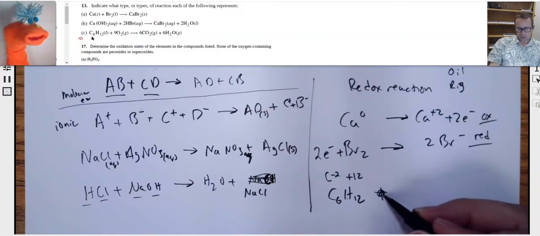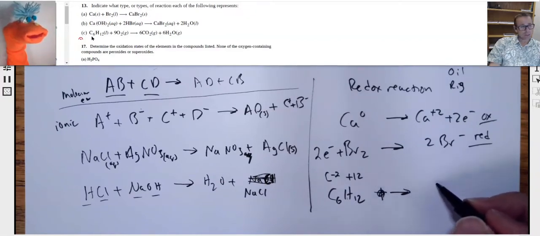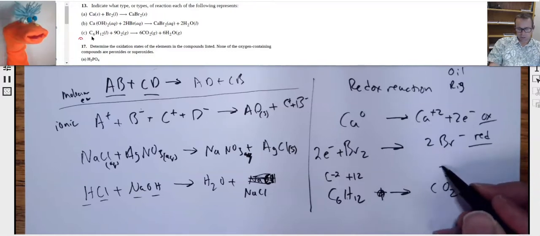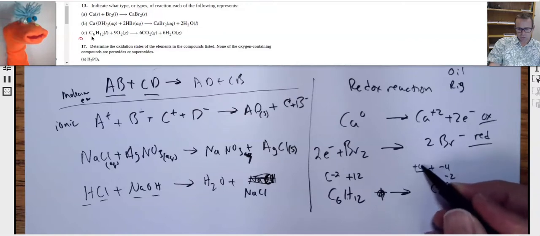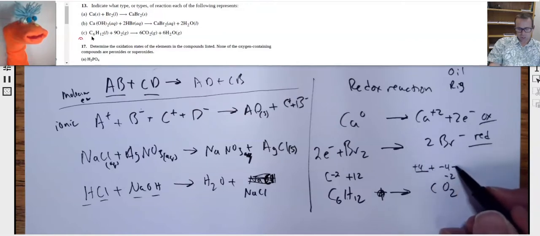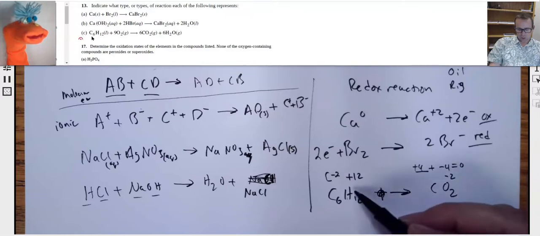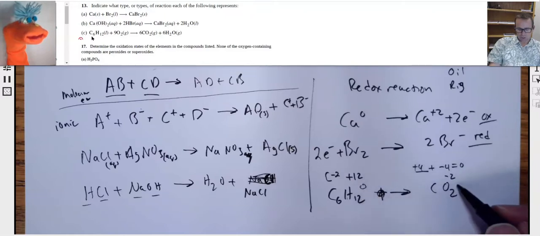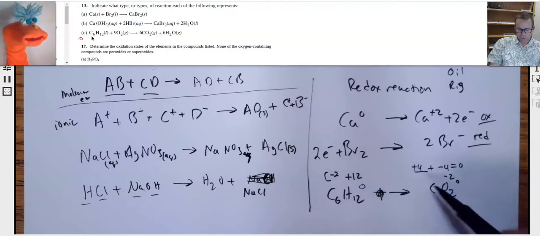But if we look at the other side of the equation, in the form of carbon dioxide, each oxygen is a -2. That's a total of -4. So the carbon's contribution has to be a +4. Sum of the contributions has to equal the charge on the species, and there's no charge on these species, so that has to equal 0. So it went from -2 to +4.